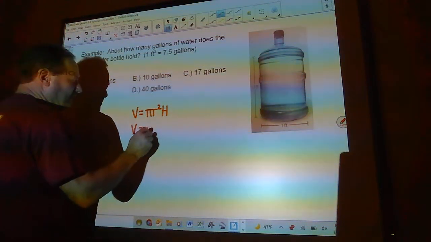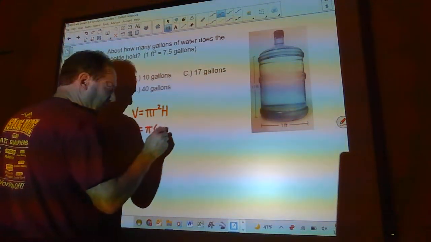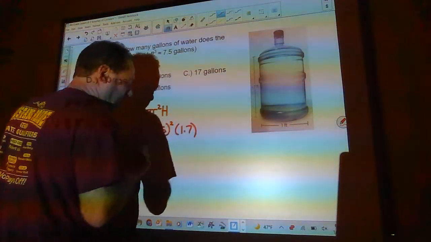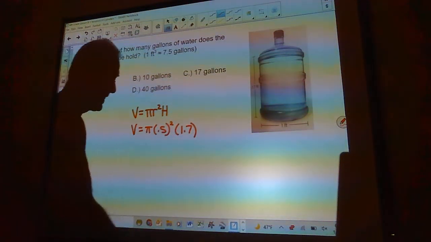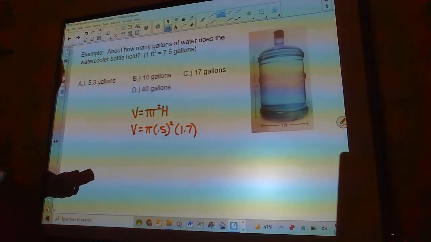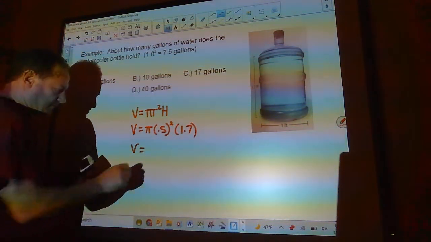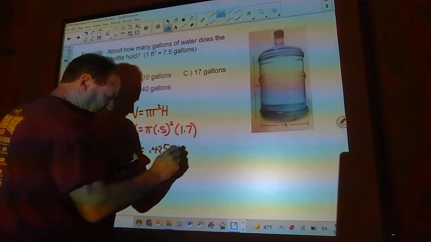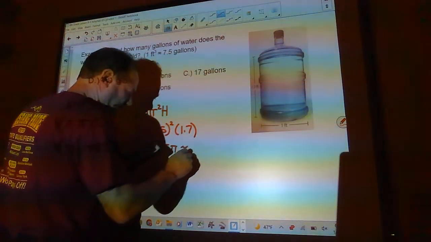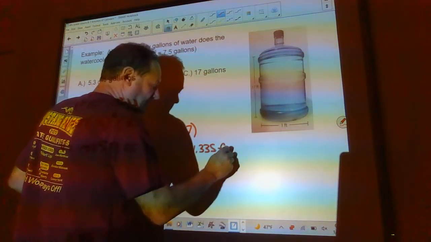So the volume is going to be pi times the radius. The diameter is 1 foot, so the radius is 0.5 feet squared, and the height is 1.7 feet. This is definitely a calculator question. 0.5 squared times 1.7 is 0.425 pi, which I'm going to go ahead and multiply by pi. So this is approximately 1.335 cubic feet.